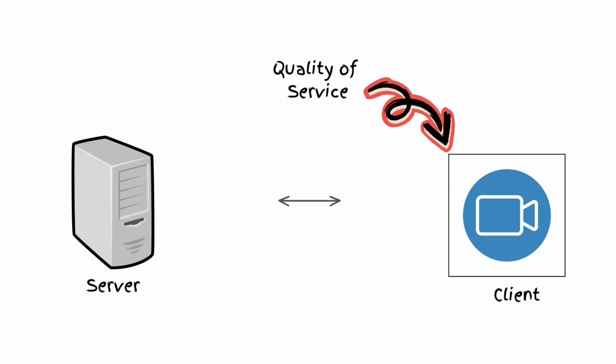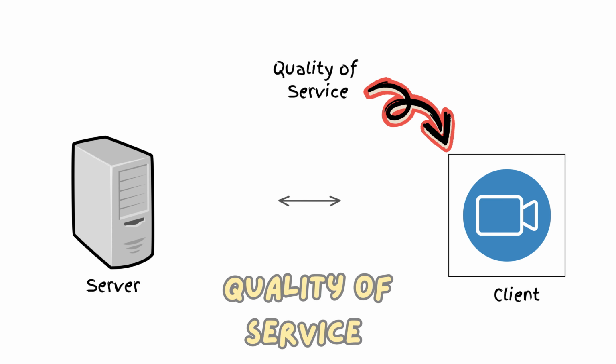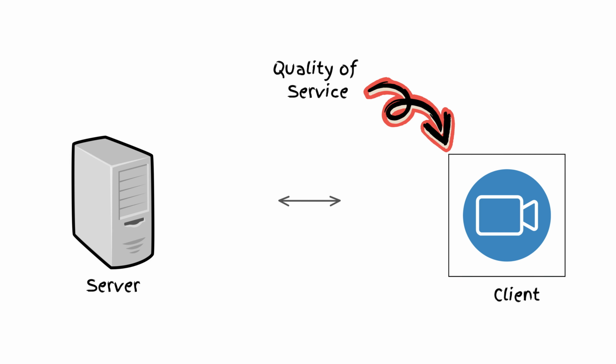The network can be unreliable, especially if the user is on mobile. So Zoom Client monitors the quality of service. It does that by measuring data packet loss and latency. The client then optimizes the video stream using proprietary algorithms to provide the best user experience.